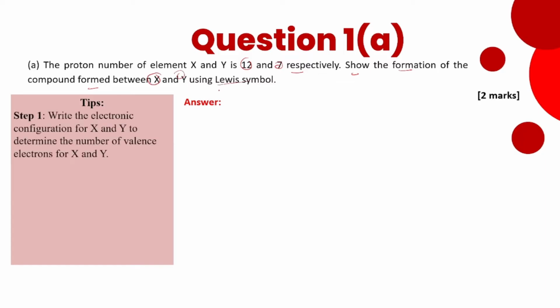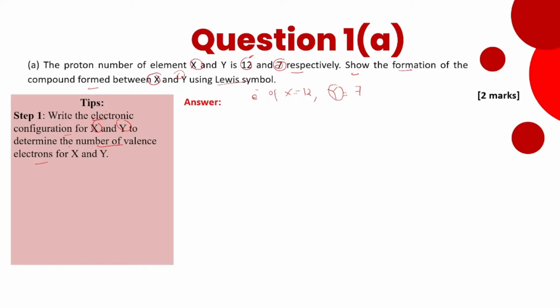So here are the tips. First, we need to write the electronic configuration for X and Y to determine the number of valence electrons. The proton number of X is 12, therefore the number of electrons of X is 12. Similarly for Y, it has 7 protons, and at neutral state the electrons that Y has is 7. So we need to write the electronic configuration first.